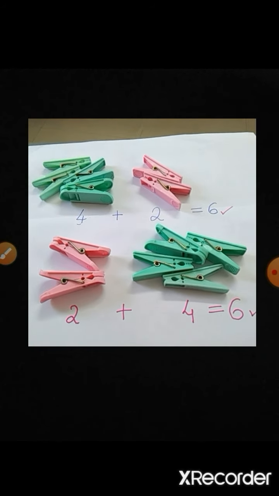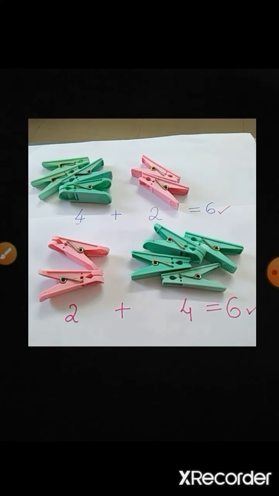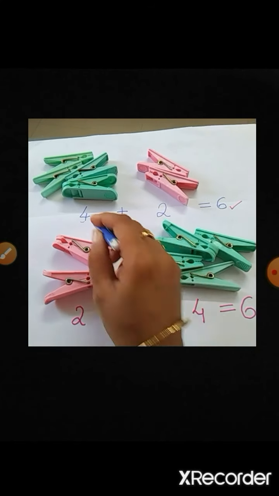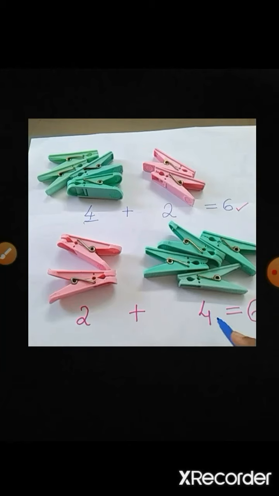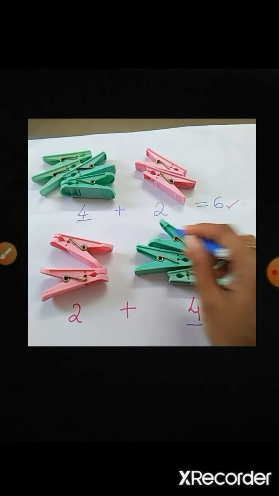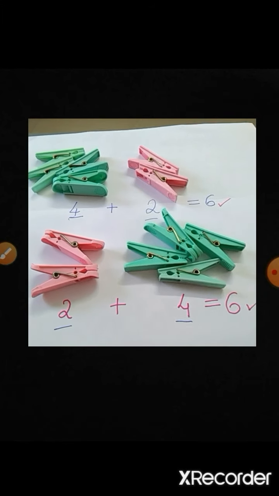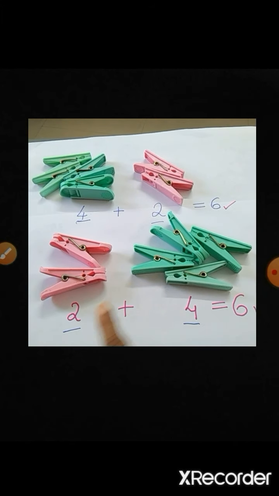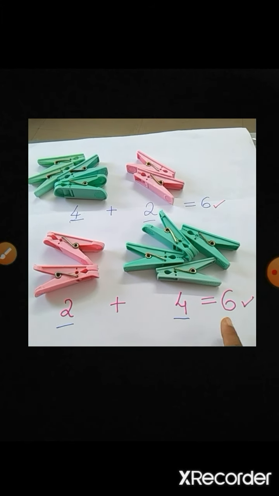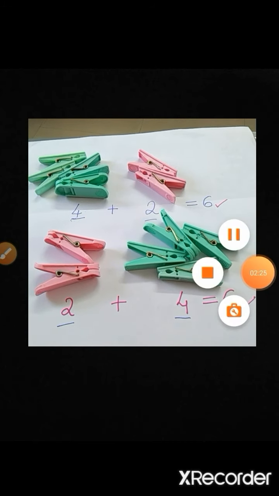So what have we understood? Even if we change the order of the numbers, we get the same answer. Isn't it, children? 4 plus 2 is 6 and 2 plus 4 is also 6.